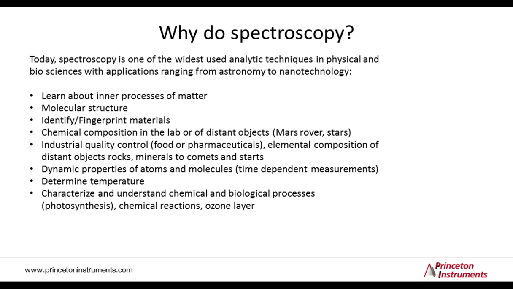molecular structure, identifying and fingerprinting materials, determining the chemical composition of materials, be it in the lab or on distant objects, be it stars, or the Mars rovers have instruments to spectroscopically identify materials. Industrial quality control, either in the food or pharmaceutical industries, is an area where spectroscopy is used.